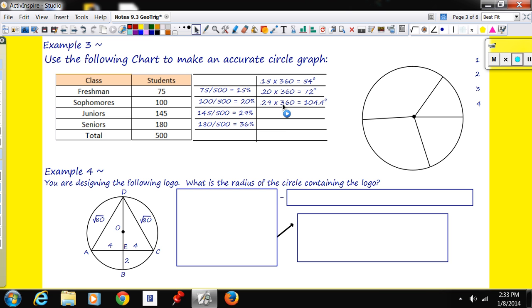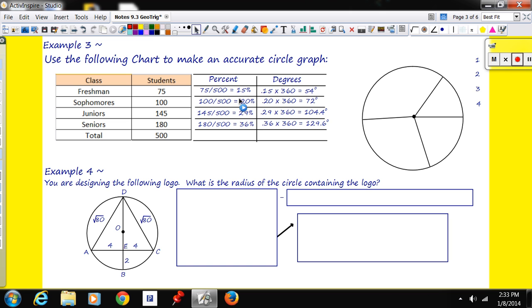And let me move these all down. So this is going to come down to here. Here's my percent, and here's my degrees. Okay, so 15% of 360 means you're going to need a 54-degree angle.